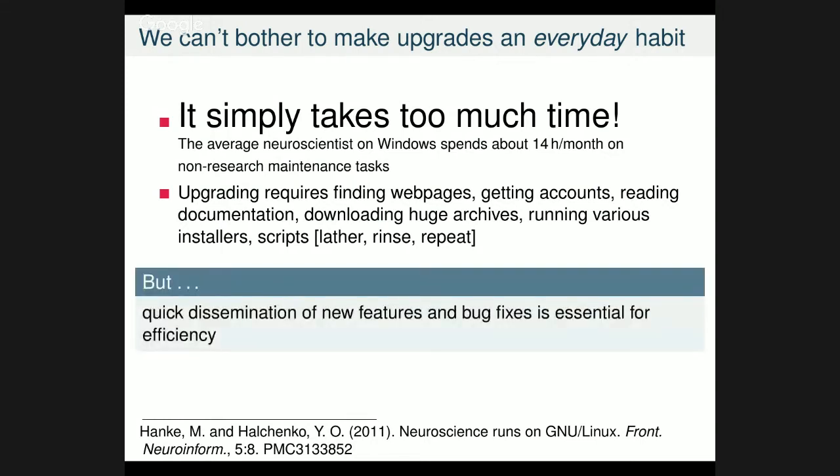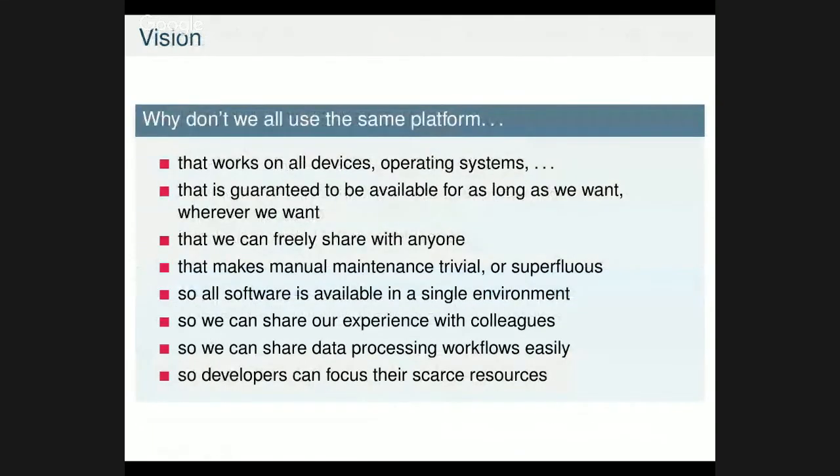But we need these recent versions, right? We want to get new features, and to be efficient, we want bugs to be fixed, right? So why don't we all use the same platform? Which is somewhat utopian, but this is what we are trying to provide people: a homogeneous platform which runs on all devices and operating systems, and that is guaranteed to be available as long as you want and wherever you want, and which you could share easily with anyone, let's say your collaborators or your friends, or maybe with your students if you're teaching.